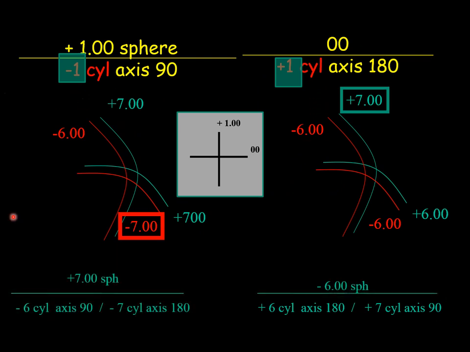So we can write the same thing in this form or that form, but we prefer to have the cylinder as minus. So if it was like this, we need to change it to the other form, and this is known as the toric transposition. Simple transposition is the one we use when writing the prescription, to avoid the optician being mistaken when making the glasses. Toric transposition is the one we are writing here. Simply, we want to always write a minus cylinder on the back surface.